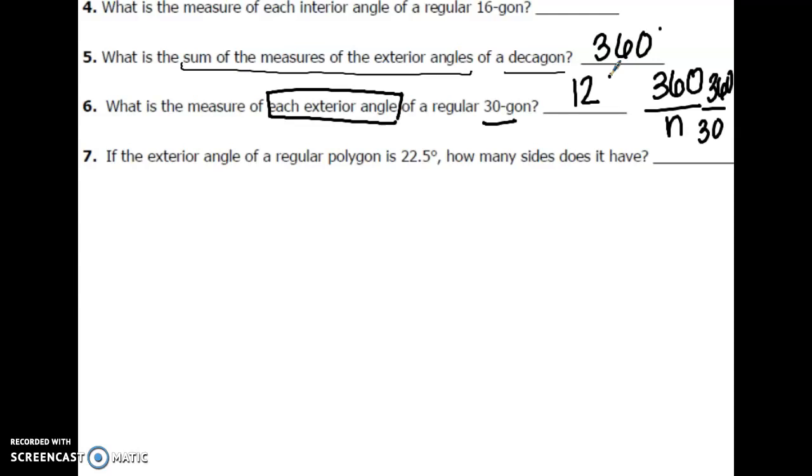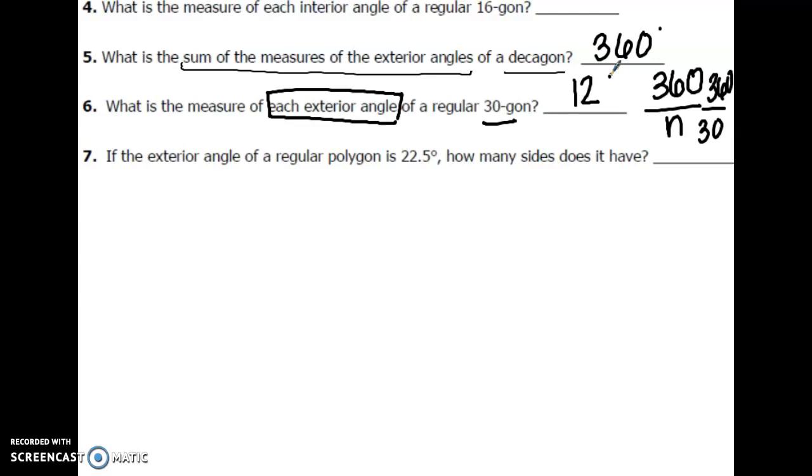Number 7 says, if the exterior angle of a regular polygon is 22.5 degrees, how many sides does it have? That is not on your green sheet. That is the equation that I've been telling you guys for the past couple of days that you are going to have to memorize on your own.